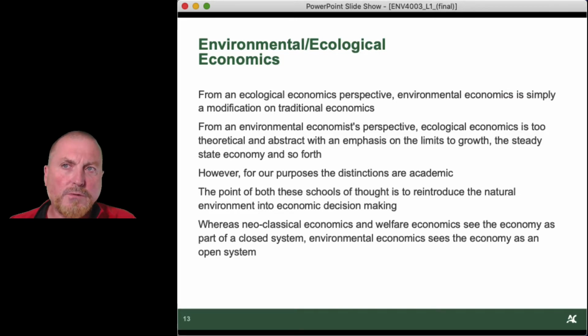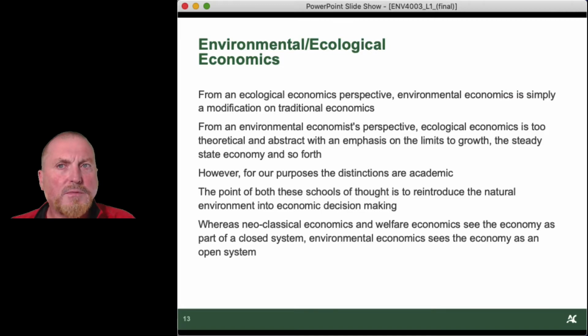Now we run into environmental and ecological economics. Ecological economics, I'm going to deal with some of their deep ecology concepts at the end of this lesson, because I want you to understand them, and I want you to understand them in distinction to environmental economics.